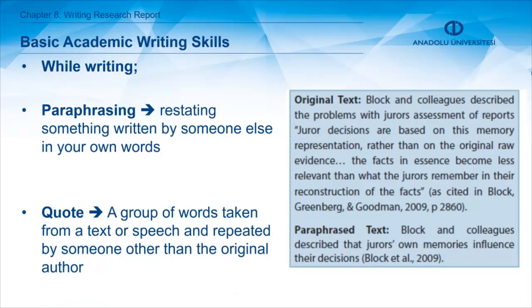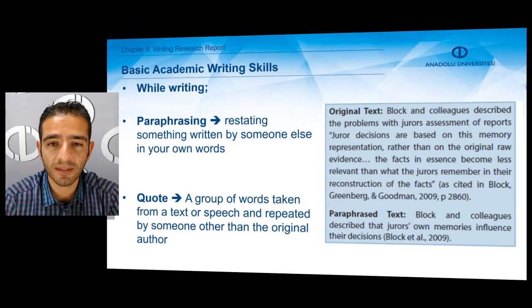And while writing both in introduction and in literature review, you benefit from certain techniques, and probably the most important one is paraphrasing, which refers to restating something written by someone else in your own words. When you look at that original text, for example, it's a long one. It talks about Block and colleagues' studies, but when we paraphrase it, we can do it in one sentence. Block and colleagues describe that jurors' own memories influence their decisions, and we give the reference. Okay, this is called paraphrasing.